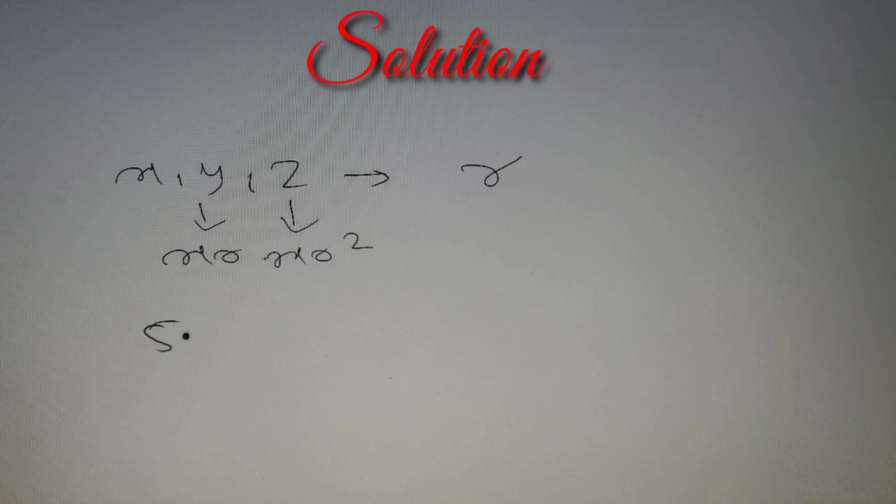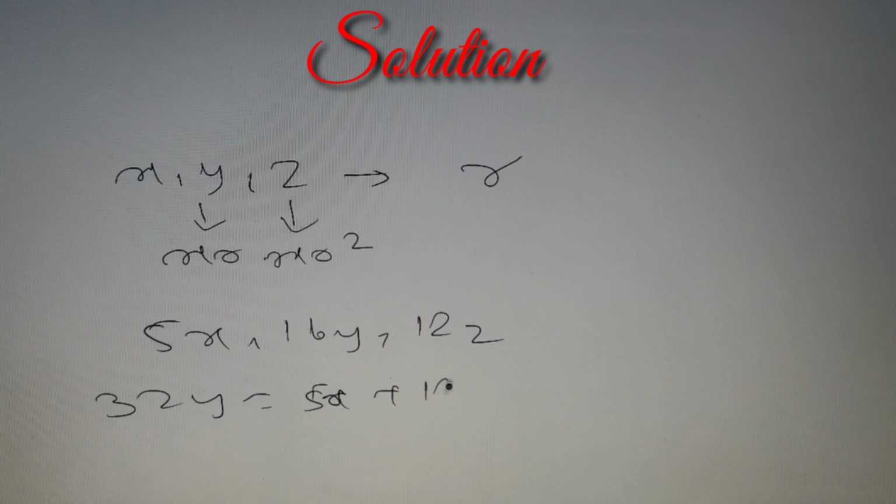Now we are also provided that 5x, 16y and 12z are in arithmetic progression. Now if three numbers are in arithmetic progression, we can say that twice the middle number is equal to the sum of the first and the last number. So we can say that 32y is equal to 5x plus 12z.